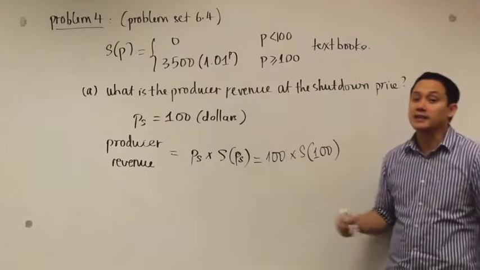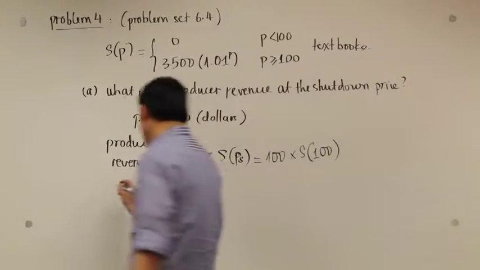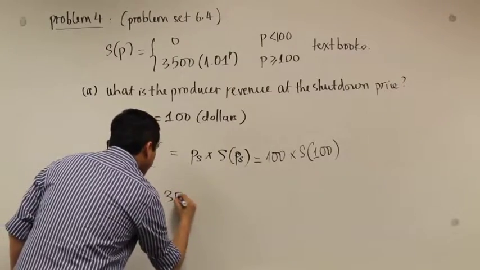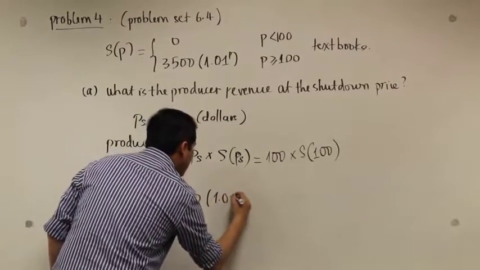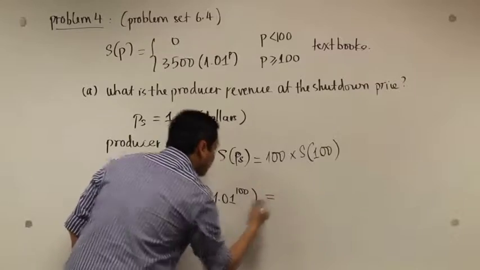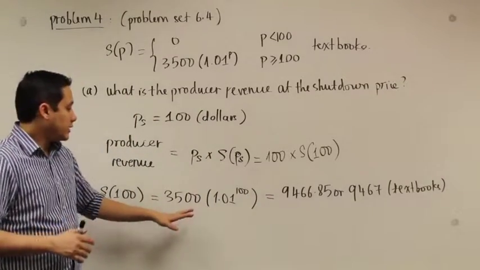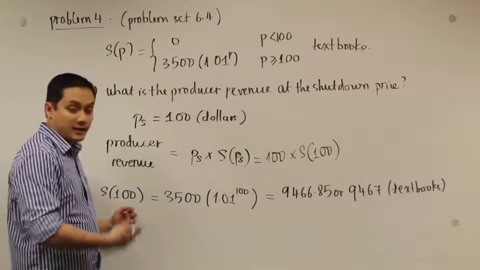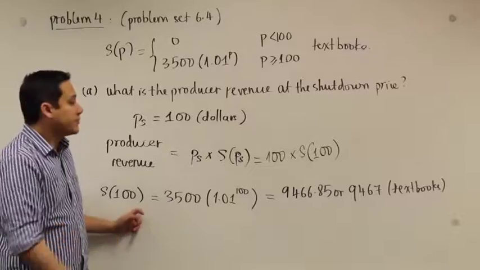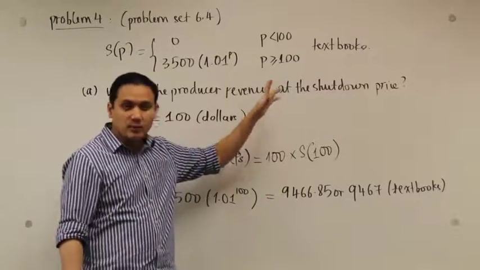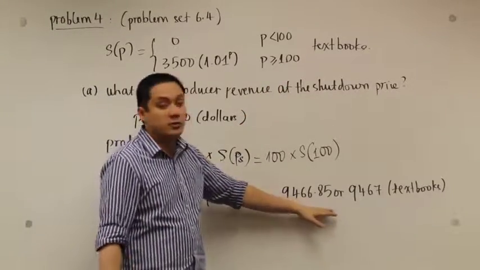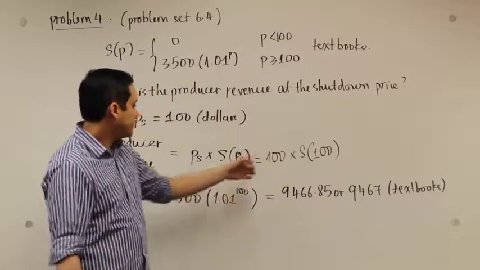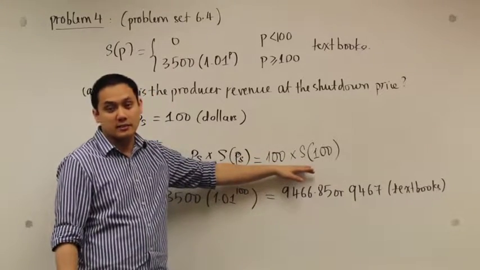Here we need to calculate S of 100. That is, I have 3,500 multiplied with 1.01 to the power 100. Now, using a calculator, I get 9466.85 for the quantity supplied at the shutdown price of $100. Because this is the number of textbooks, I want to round up to the nearest whole number, which is 9467 textbooks.